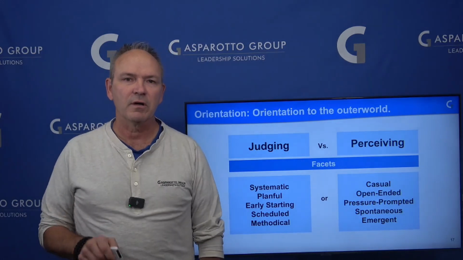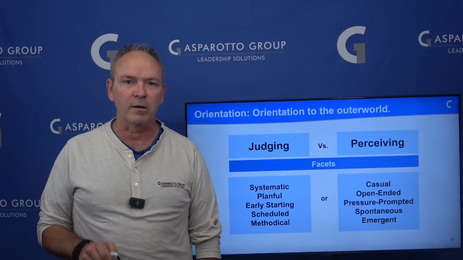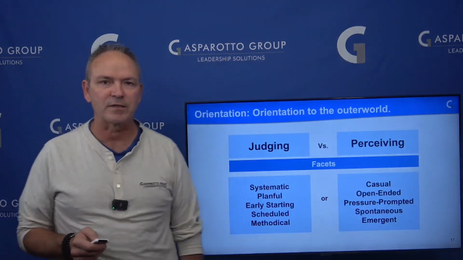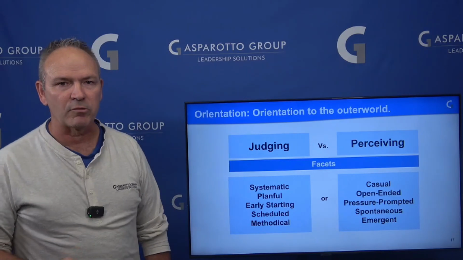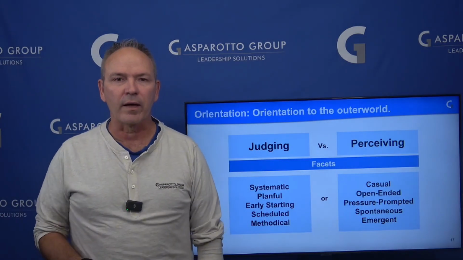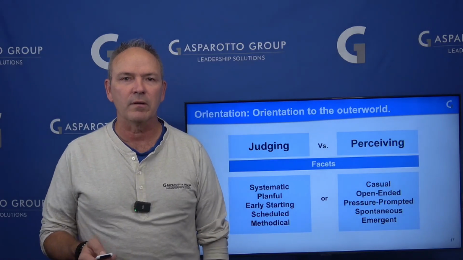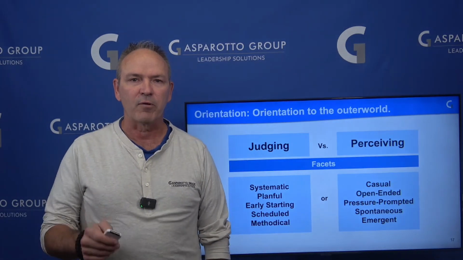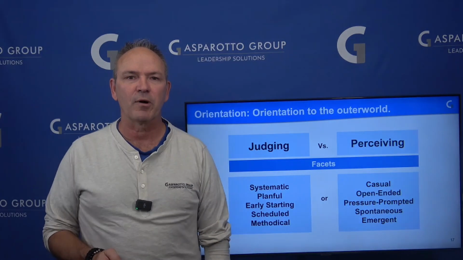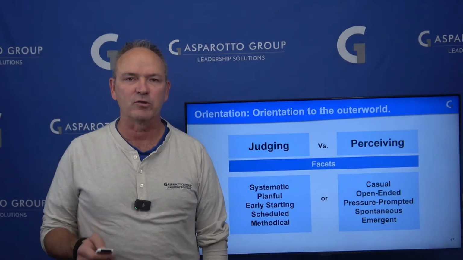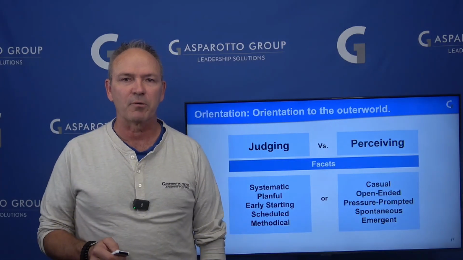Judging preferences are associated with a structured and organized approach, a tendency to plan ahead, a preference for starting tasks early to avoid last-minute stress, a comfort with routine, and a methodical approach to projects. On the other hand, those with perceiving preferences are linked to a more adaptable and casual style, and a preference for open-endedness and flexibility. They have a tendency to thrive under pressure-prompted deadlines and an enjoyment of spontaneity and variety. They have an emergent, improvised approach to problem solving.